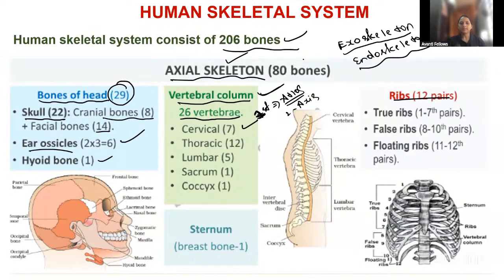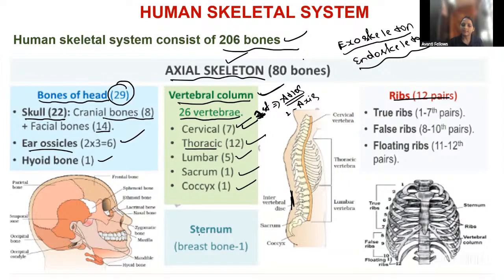Okay, fine. Then the cervical vertebrae will be 7, the thoracic will be 12, and the lumbar will be 5, which is located near here, you can see. Here you can see the lumbar, and lastly the sacrum and coccyx. So this is about the vertebral column. There will be 26 vertebrae. Remember the cervical, thoracic, lumbar, sacrum and coccyx numbers.